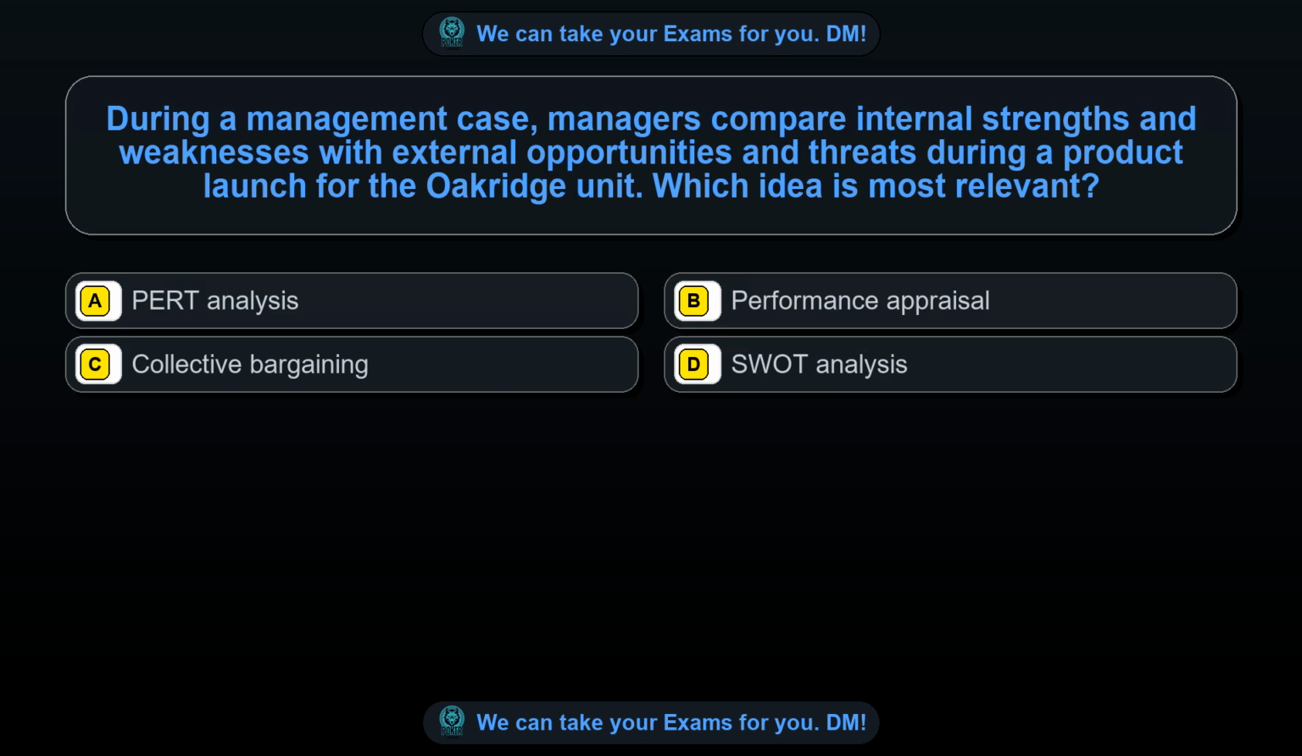Question 82. During a management case, managers compare internal strengths and weaknesses with external opportunities and threats during a product launch for the Oak Ridge unit. Which idea is most relevant? Option A, PERT analysis. Option B, performance appraisal. Option C, collective bargaining. Option D, SWOT analysis. The correct answer is option D, SWOT analysis.